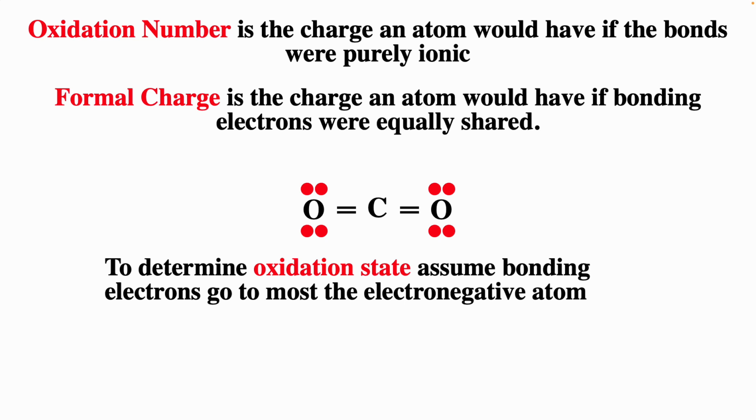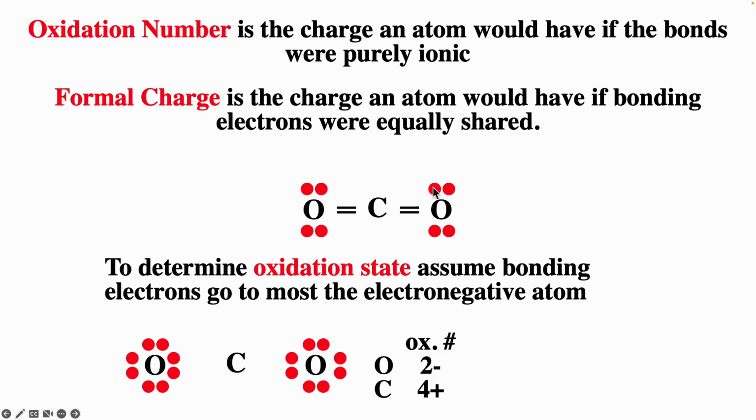For carbon dioxide, if you want to do oxidation state, again, we imagine it ionic. And so oxygen gets all the bonding electrons. We'd have 6 minus 2, 4, 6, 8, and that gives an oxidation state of -2 for oxygen. For carbon, 4 minus 0 gives us a +4.